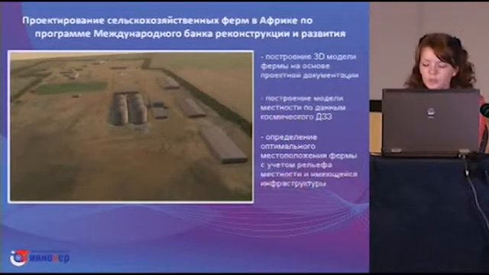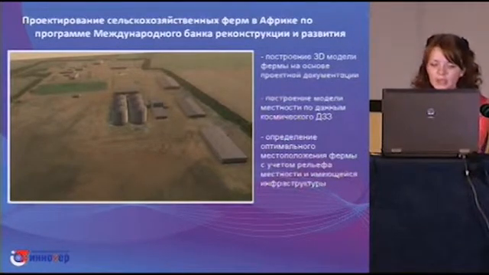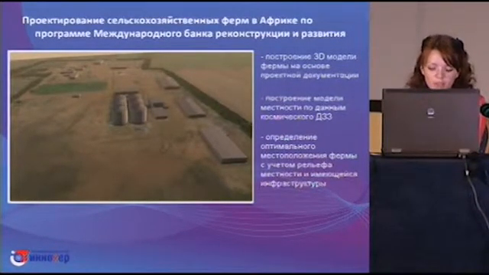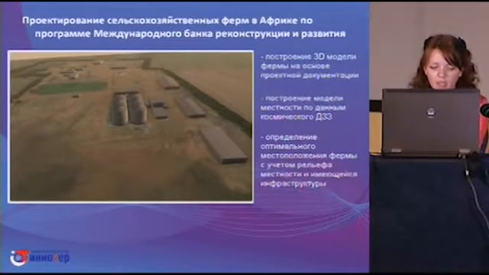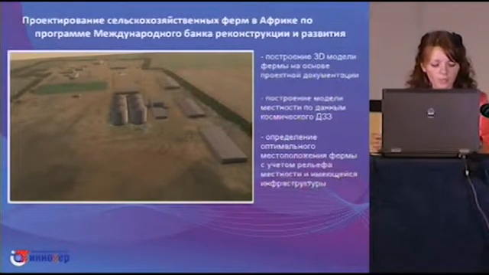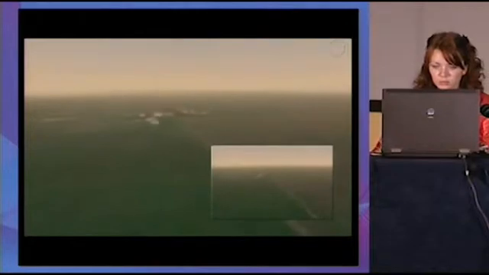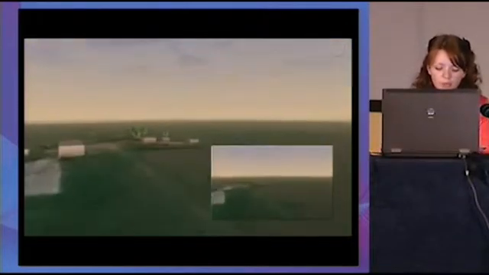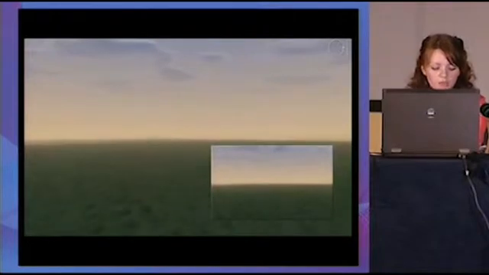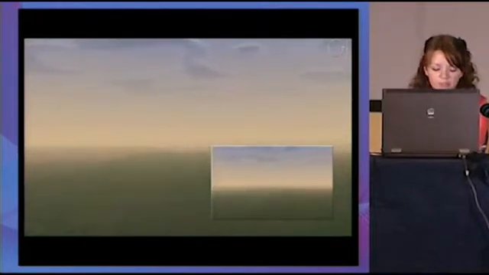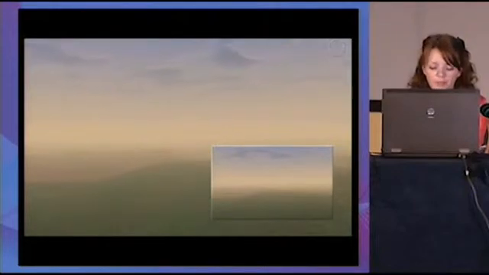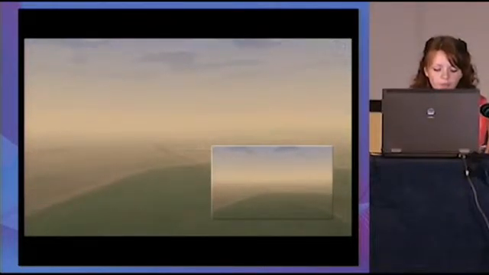Now I'll try to be more specific and share some projects that we did. The first project is a 3D model of Angola territory. This is an example of modeling of agricultural farms in the framework of the International Bank of Reconstruction and Development. The main purpose here was to create a topographic map and 3D model of the terrain over the agricultural land.